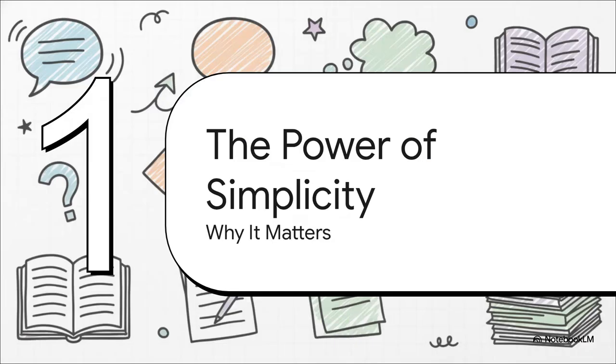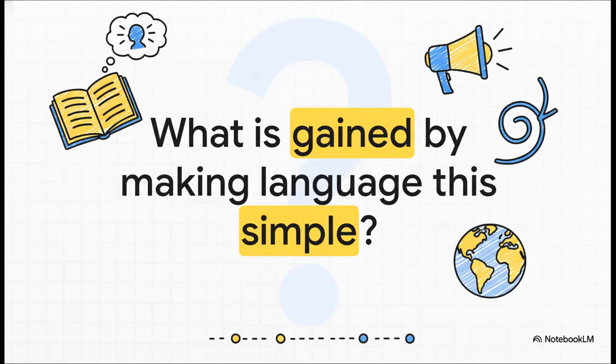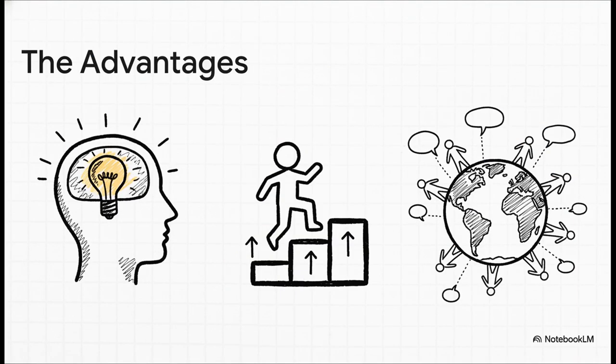So our little deep dive into the word whistle really shows how this system works on the micro level. But let's zoom out. Why does this powerful simplicity matter on the macro level, on a bigger scale? I mean, really, why go to all the trouble to boil a language down to its absolute essence? What's the real advantage of making things this simple? Well, it turns out there are three huge gains.